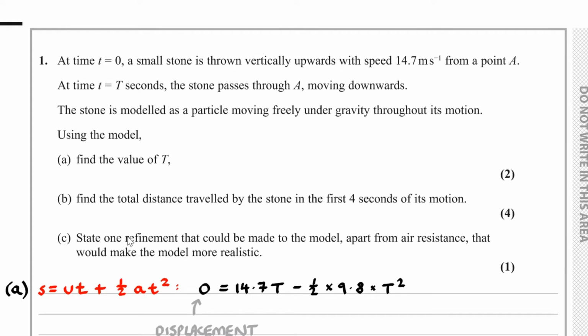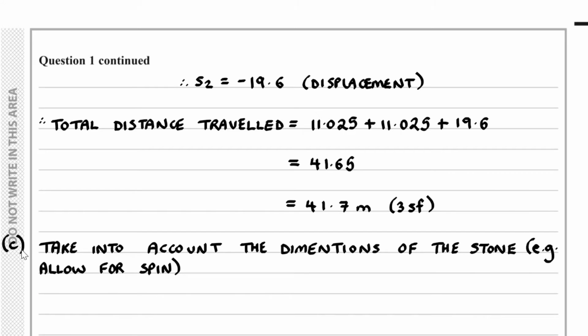Now, for part C of the question, we have to state one refinement that could be made to the model, apart from air resistance, that would make the model more realistic. One possible answer is, we could take into account the dimensions of the stone. For example, we could allow for spin.